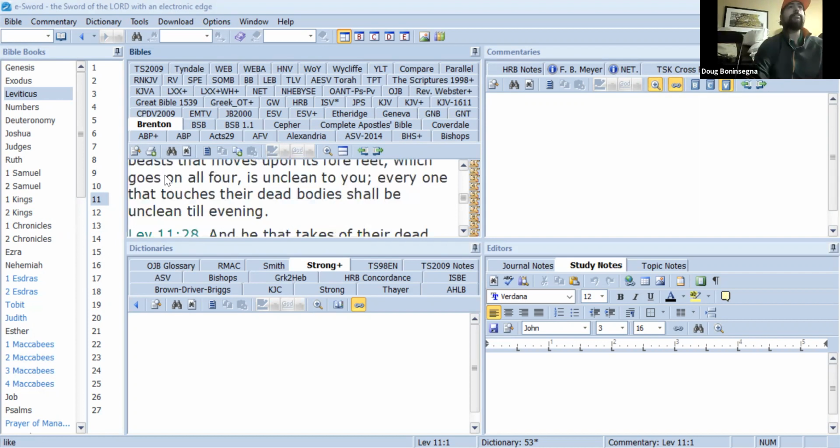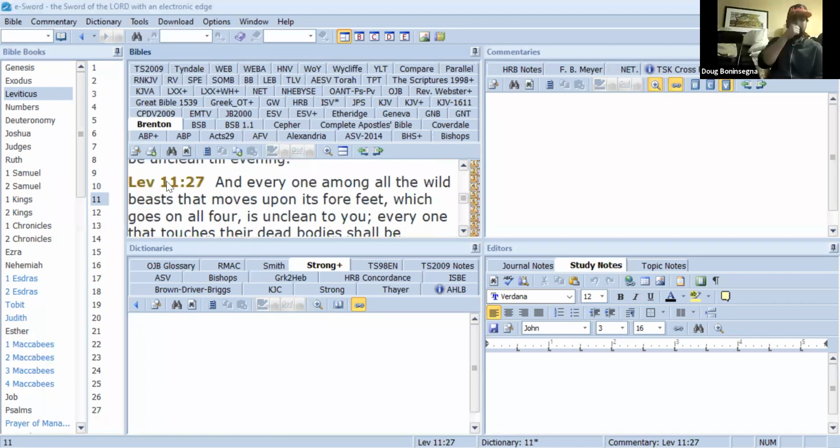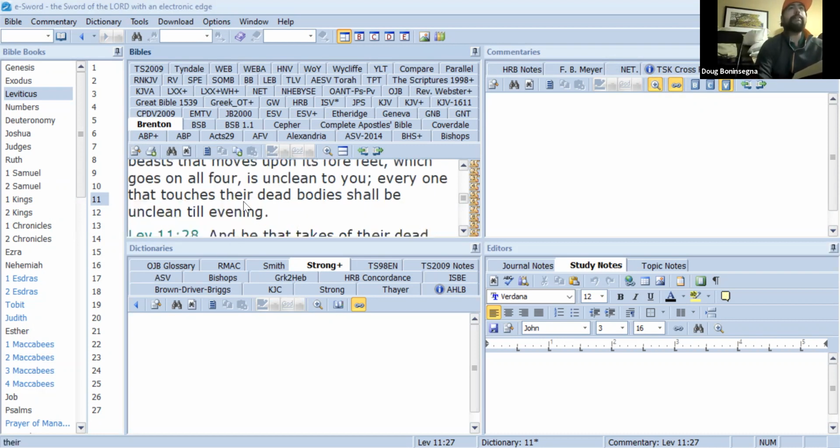Leviticus 11 gives us the context here. Everyone among the wild beasts that moves upon his feet, which goes on all four, is unclean to you. Everyone that touches their dead bodies, notice that it says dead bodies, shall be unclean till evening.